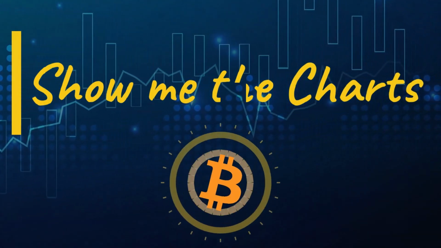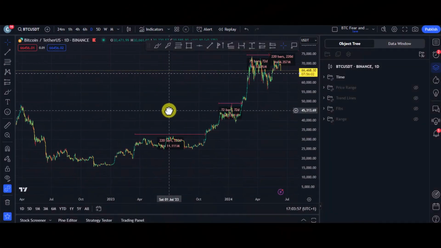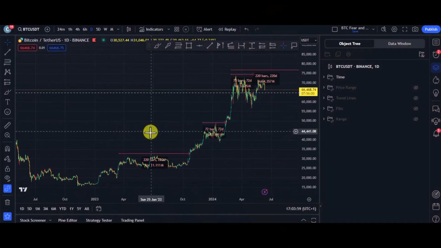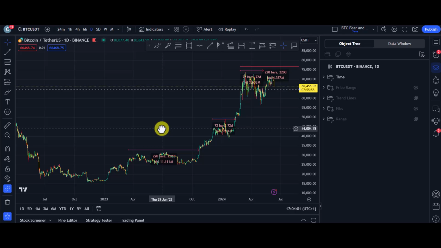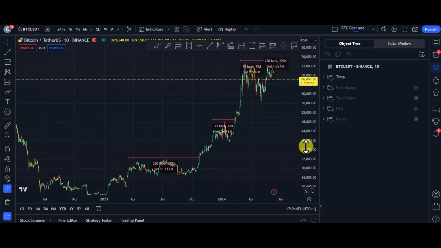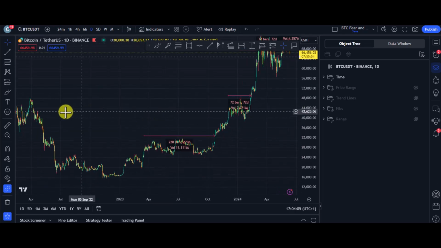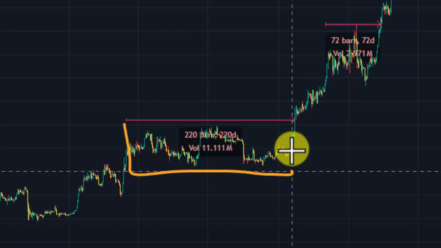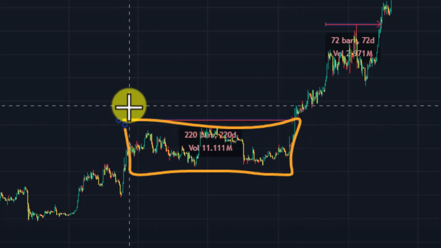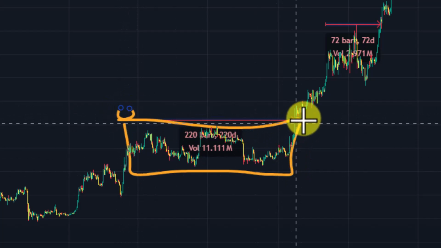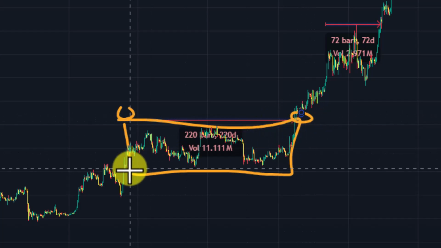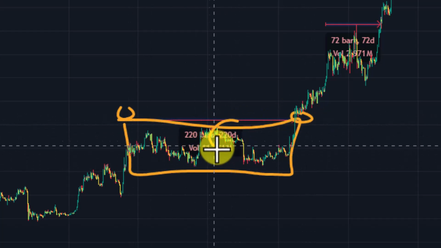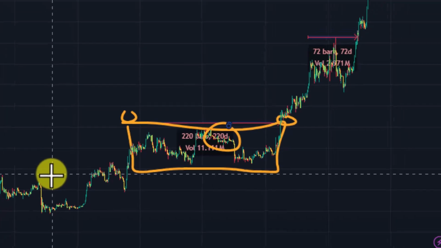So don't believe the lies. Time is more important than price. And WD Gann spoke about time being more important than price. So that's what I track. And I'm mainly tracking these consolidation areas here. So we got a consolidation here in March 2023. Roughly like that. I'm measuring it from the time it entered this range to the exit of the range. The entry to the exit. And that was 220 days in this range.